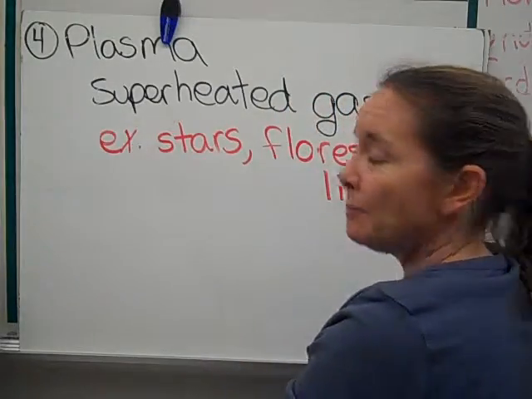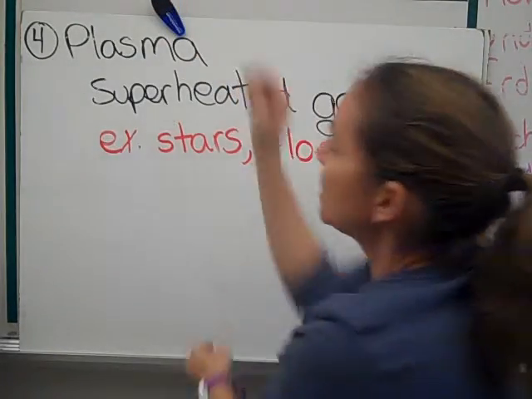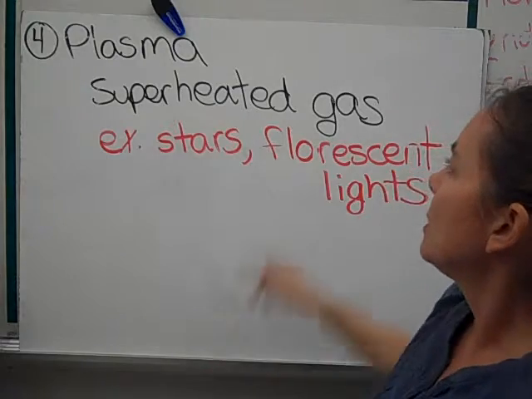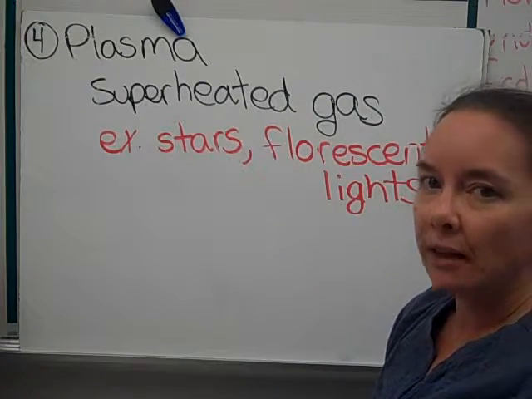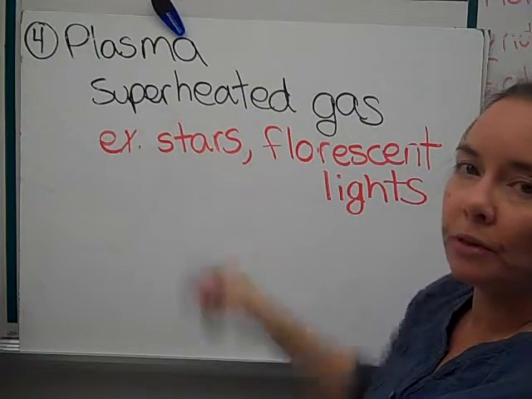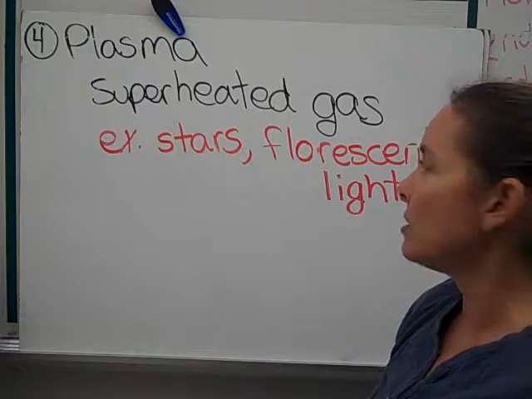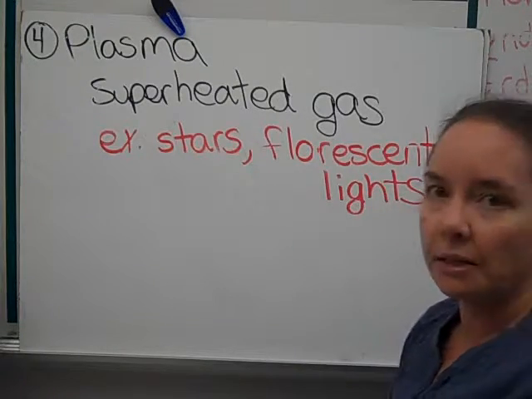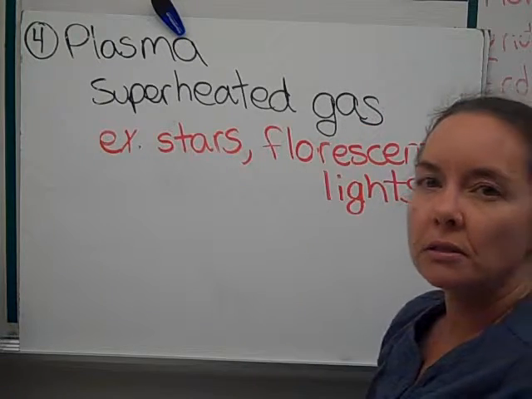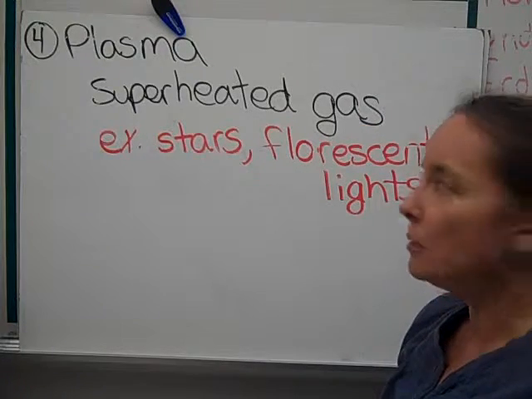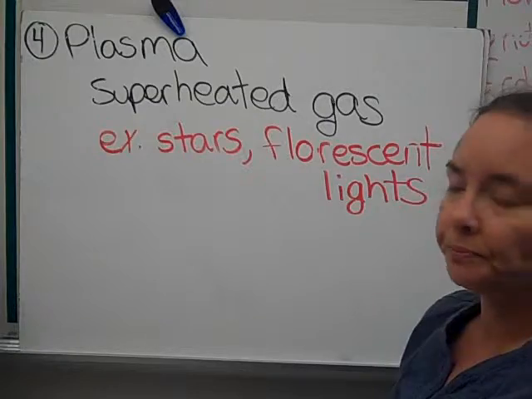The fourth state of matter that we don't talk about a lot is plasma. And plasma is just a superheated gas. So examples of where you would find plasma are in stars, like our sun is a star, and fluorescent lights. So the fluorescent lights over the classroom are filled with plasma.